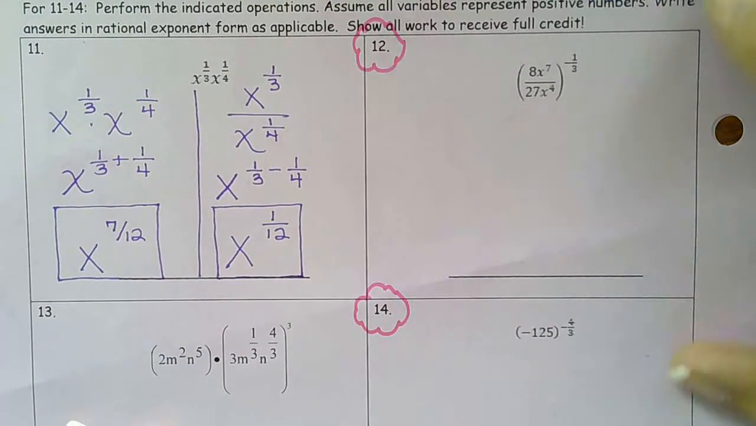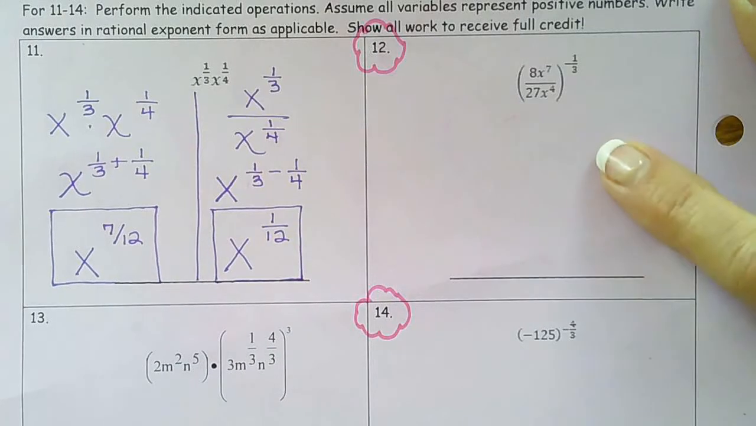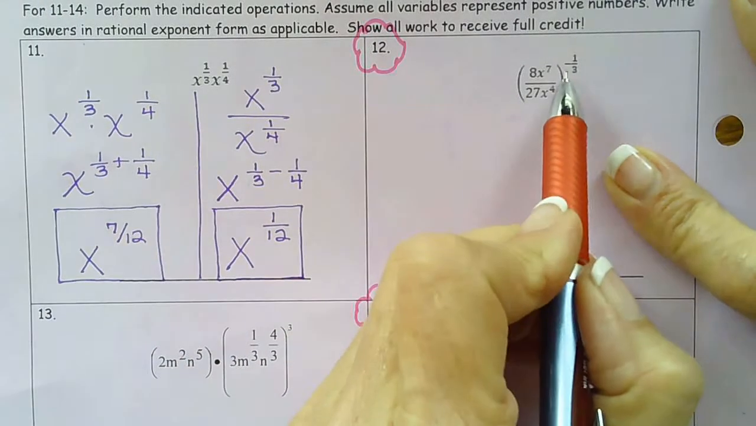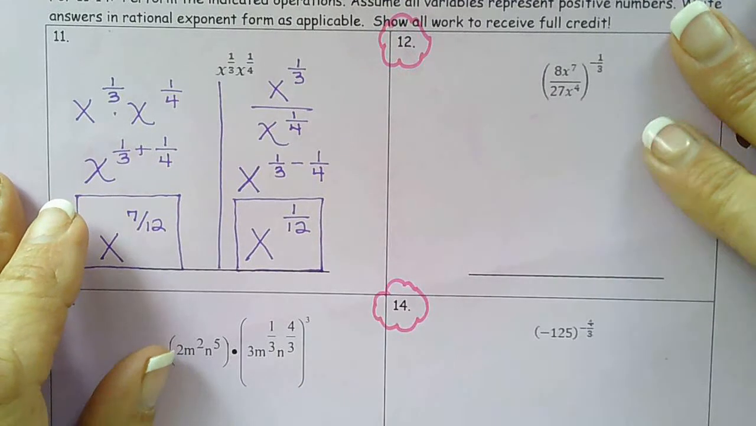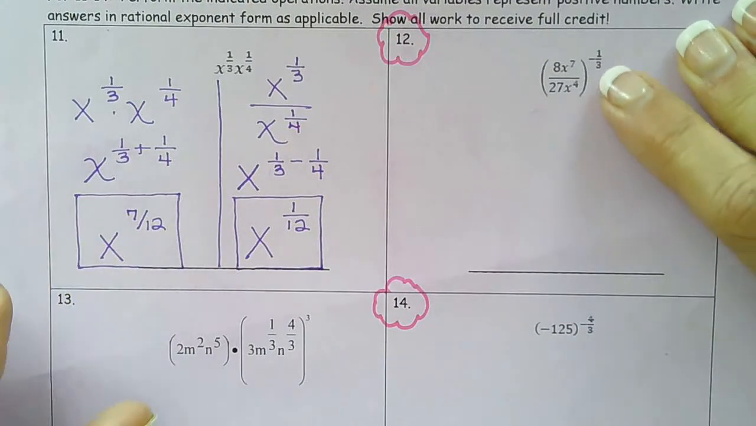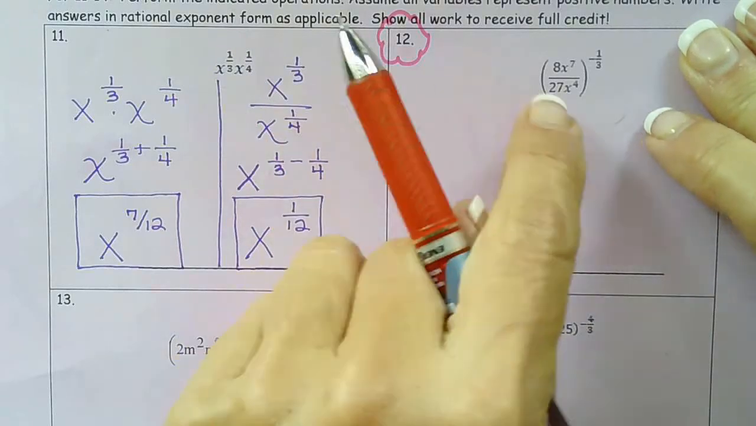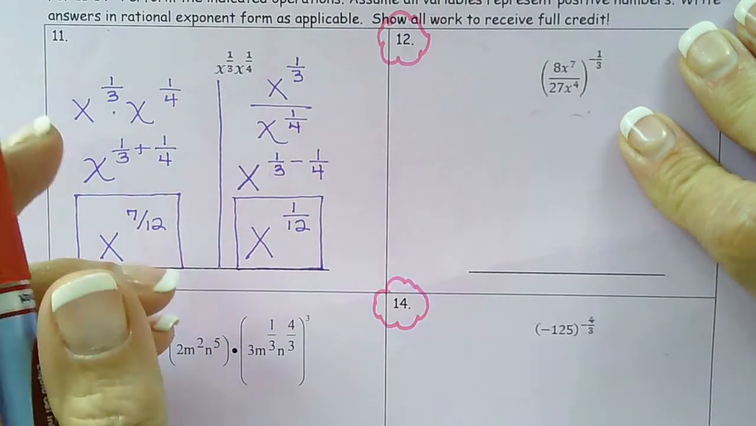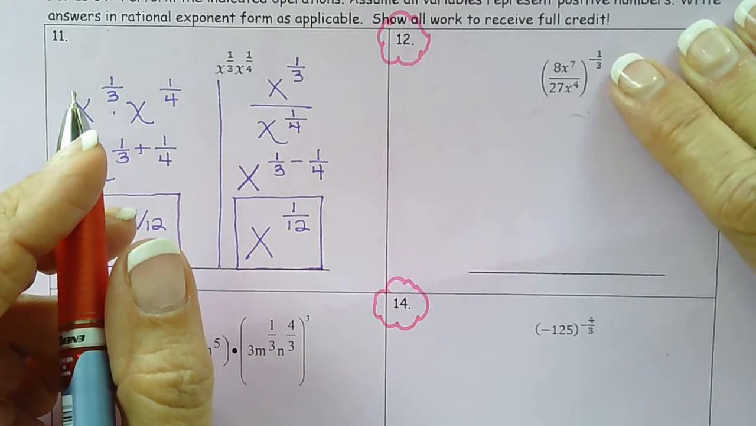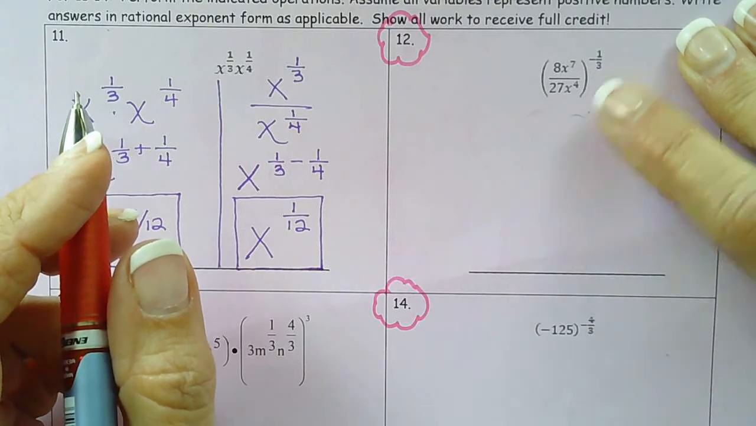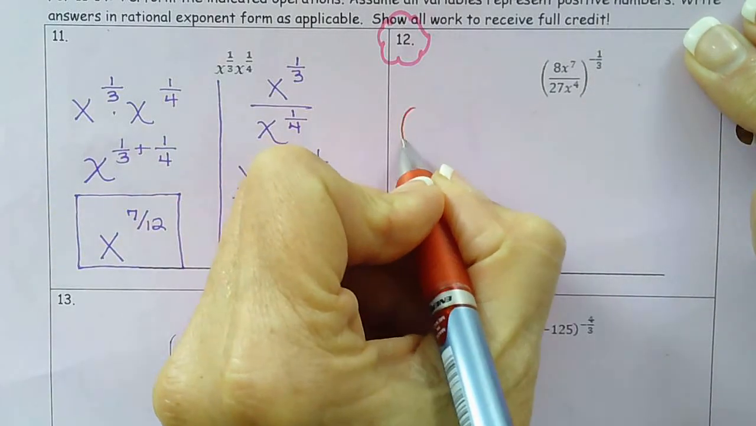Okay, for number 12, first thing I notice is there's a negative exponent. So back in chapter 4, we learned that when there's a negative exponent, you need to reciprocate the base. If it's a whole number, you put the base over 1. If it's a fraction, you just reciprocate the fraction, and then that makes the exponent positive. Don't reciprocate the exponent. You reciprocate the base, which makes the exponent positive. So that should be number 1.